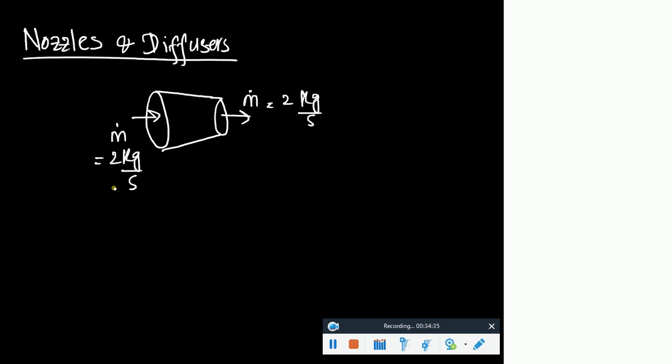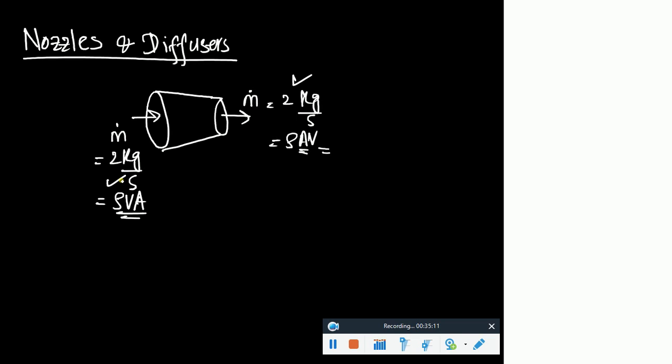That 2 kg per second has to go out, isn't it? What is that? Would it be equal to rho AV? Rho would remain the same because the liquid is incompressible. If area decreases, velocity has to increase so that both of those two quantities are equal. And if both of those two quantities are not equal, what does that mean?